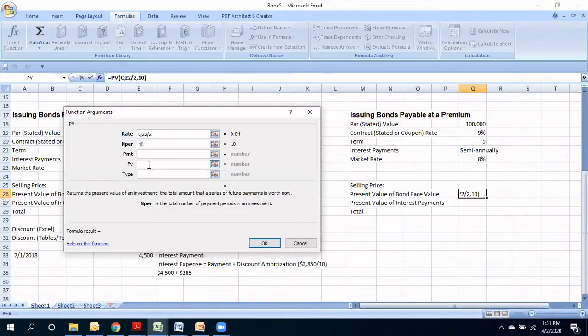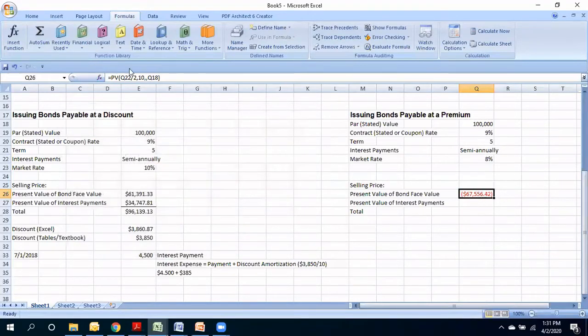And the future value is still 100,000. Okay. So now when the market rate is 8%, the present value of my bonds is actually $67,556 and some change. How about my interest payments?